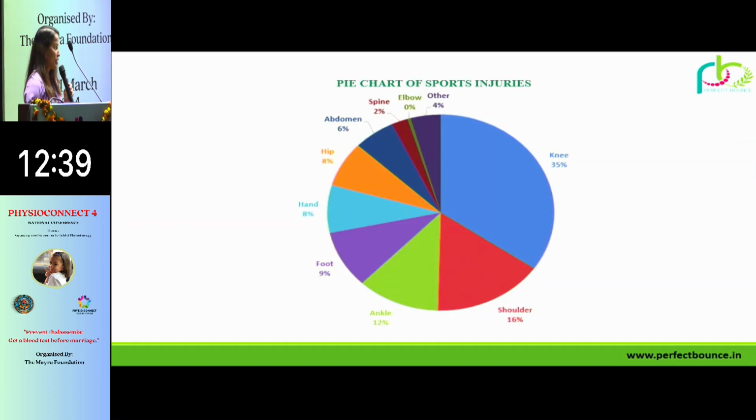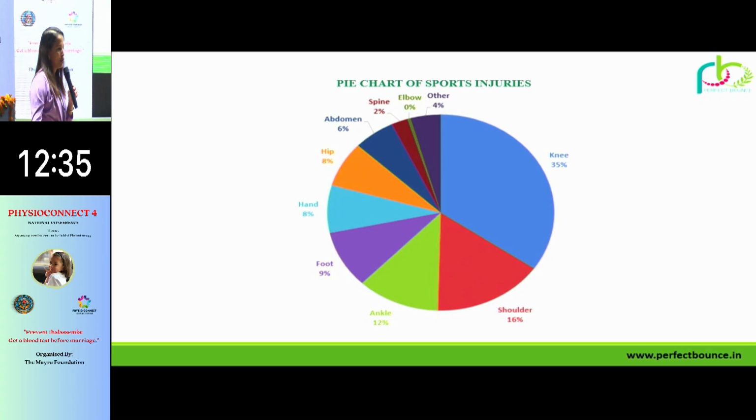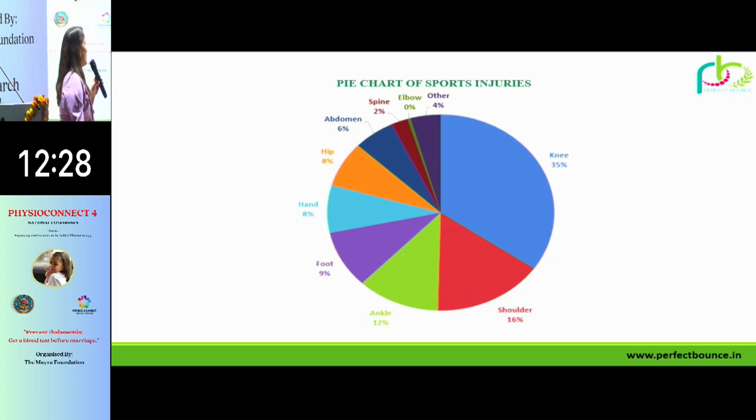Pie chart on sports injury: the maximum chances of knee injury is quite common in any dynamic movement, because the lower body engages much more. Carom mein kuch nahi hota. Carom mein only back pain and the shoulder. So it depends upon the type of game we play. Knee injury is 35%.